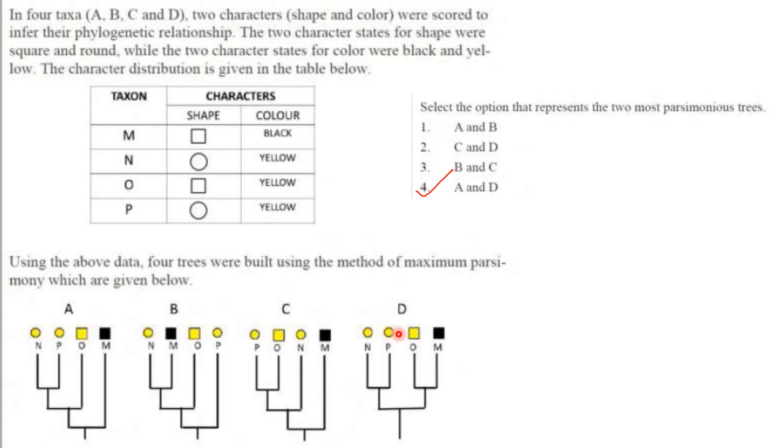So out of these, the one with the fewest number of evolutionary changes will be the most parsimonious. If you see this, A and D are having only 2 changes each, and so they will be the most parsimonious. So the answer is option 4, A and D.